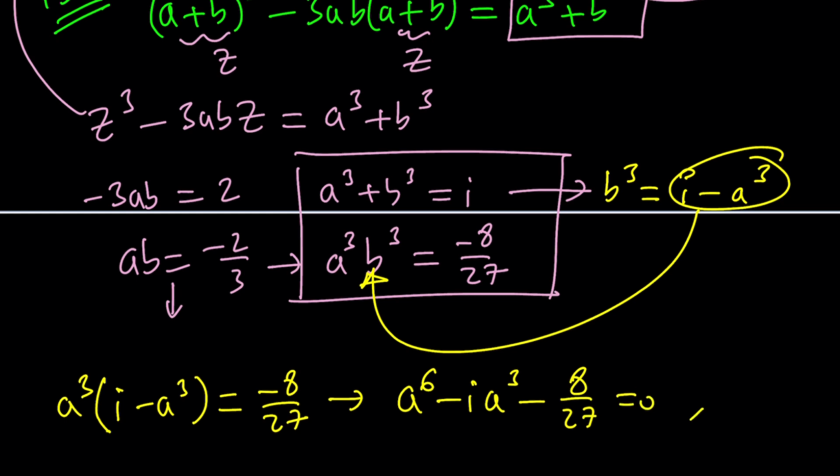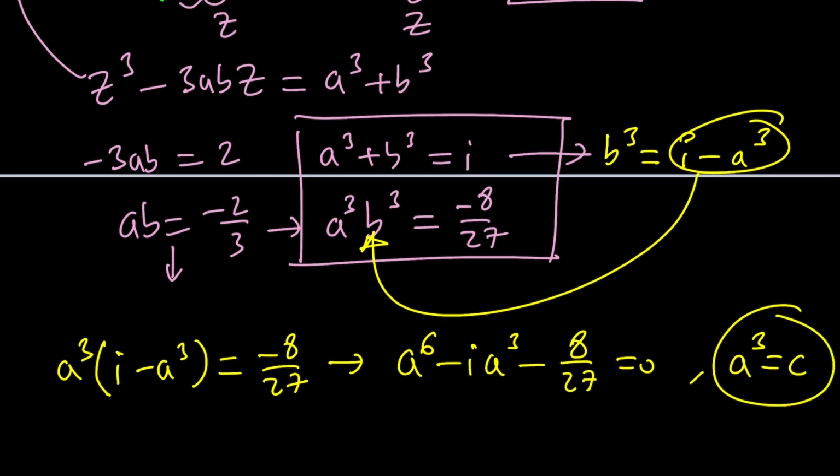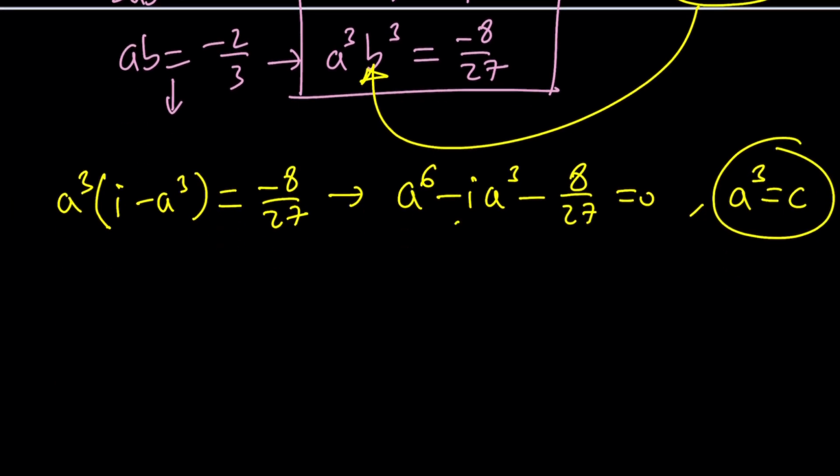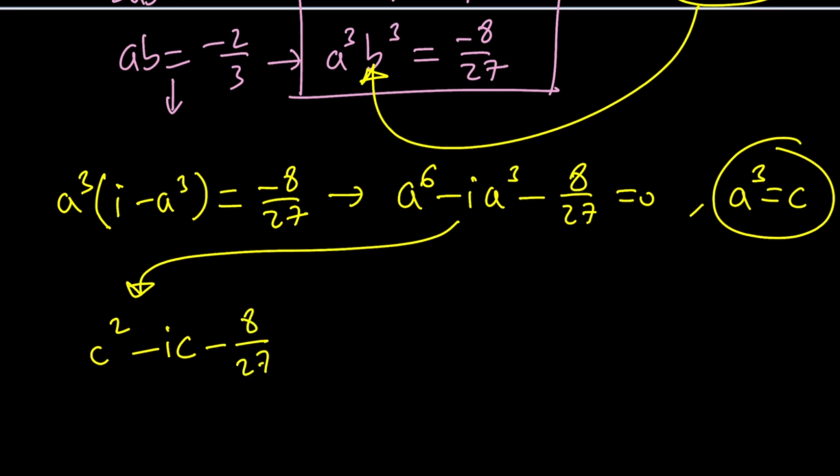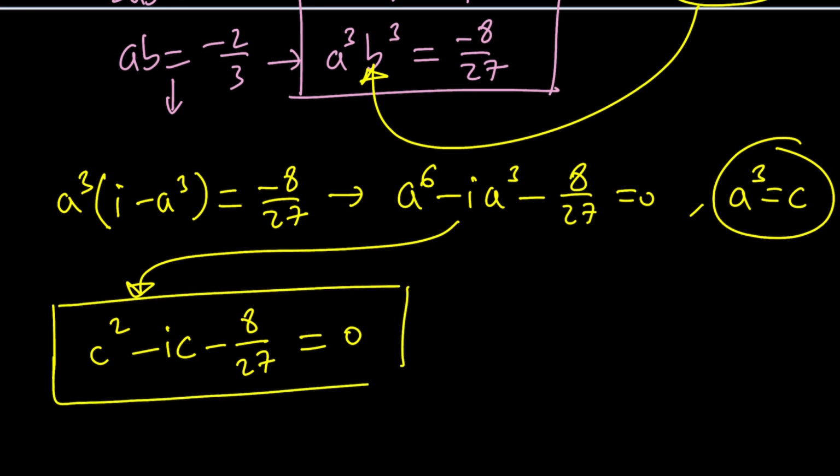And we're going to use substitution one more time. Let's set a cubed equal to c. So now this becomes c squared minus ic minus 8/27 equals 0. Do you see what I see? Hopefully. Since this is quadratic, and I already told you, it's not going to be cubic, it's going to be quadratic. We can use the quadratic formula because why not?